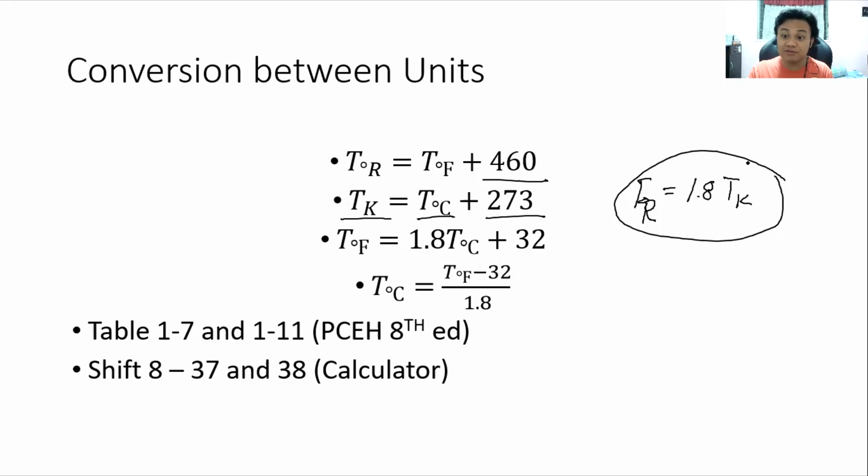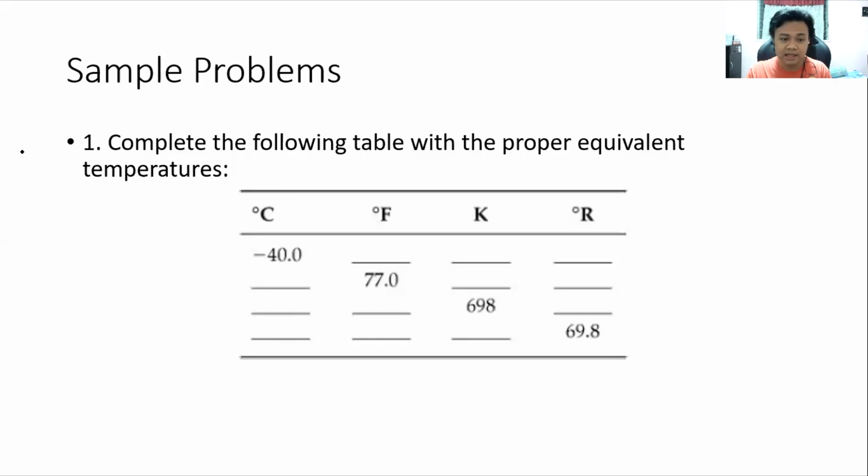Okay, and I have also included tables here from our series: table 1-7 and table 1-11 from the 8th edition, so go check it out in your free time. You can find the conversions between units that I have presented here. And if you want to find the shortcut in your calculator, I also provided here: shift 8 and then just type in 37 or 38 depending on what you want to have as a result. Okay, let's not waste time there.